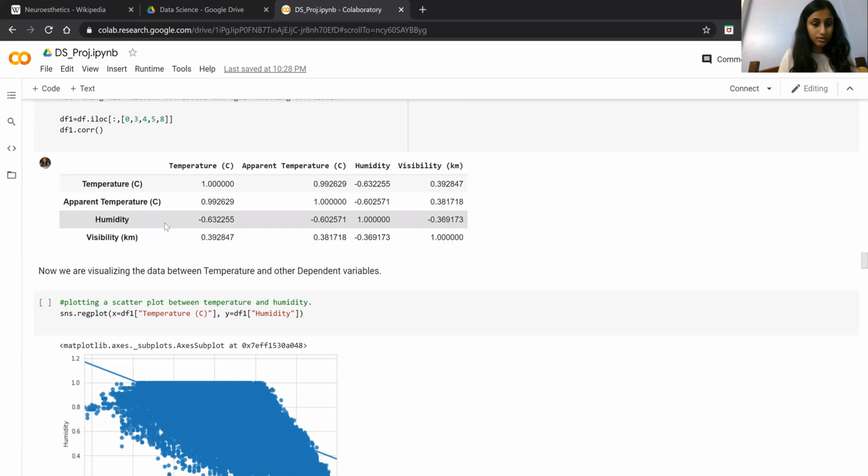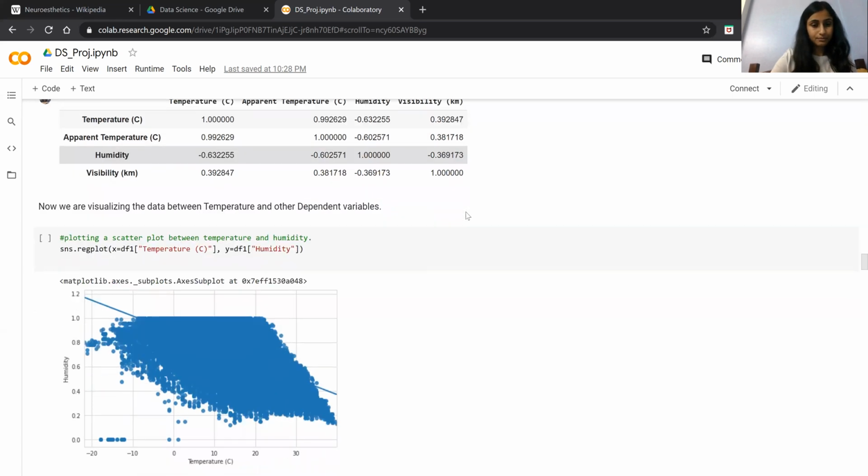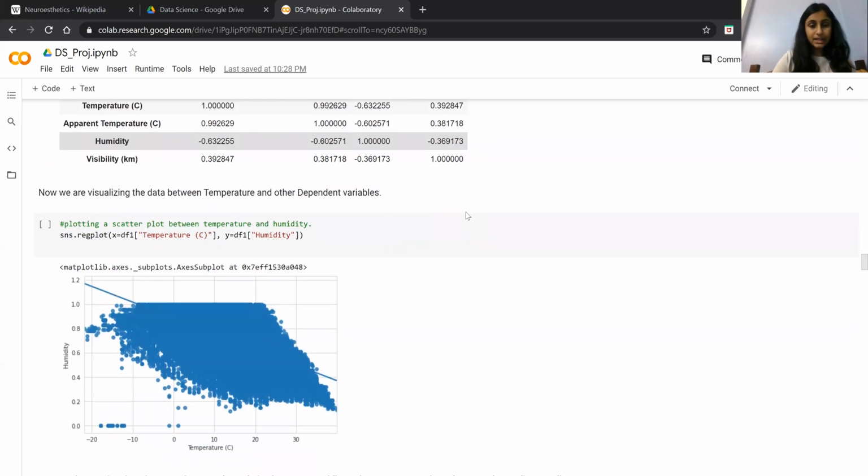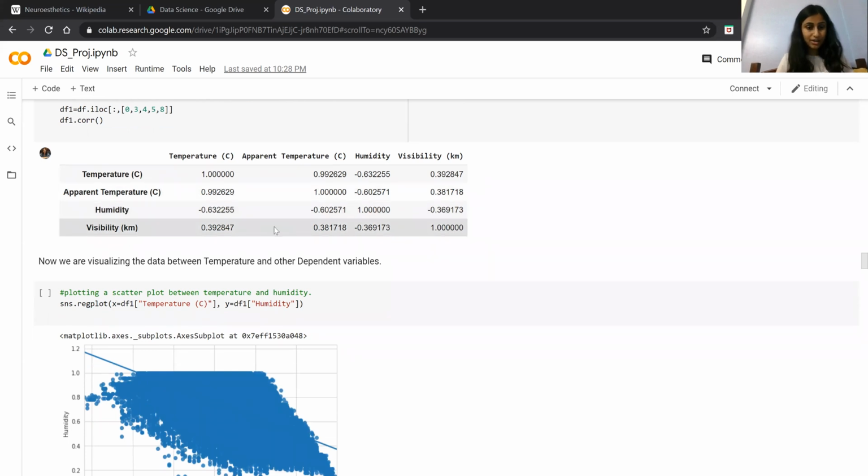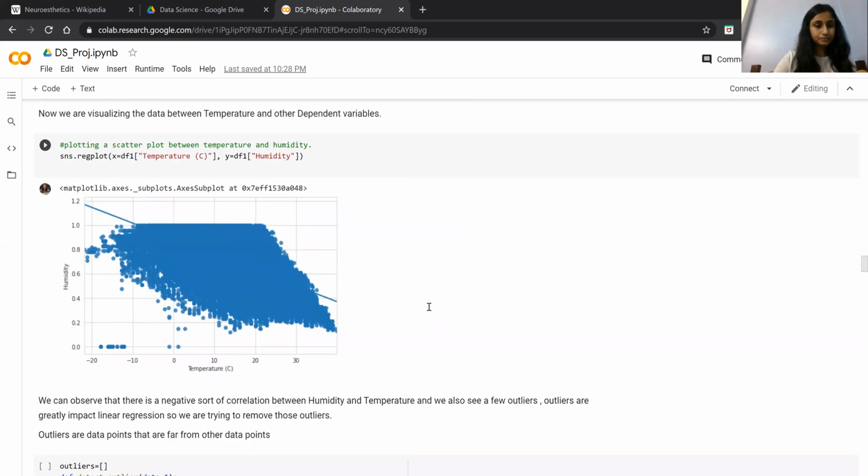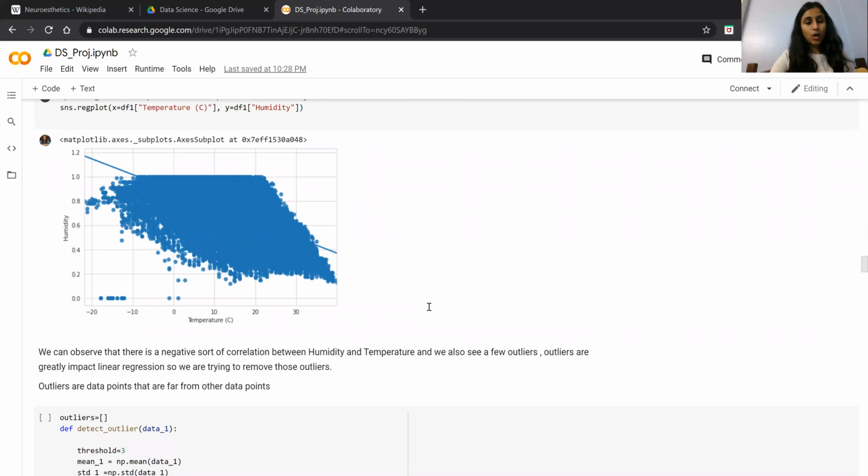Humidity and visibility, as you can see, are negatively correlated. Visibility and apparent temperature are slightly positively correlated. Next, we are visualizing the relationship between temperature and the other dependent variables, the first parameter being humidity.